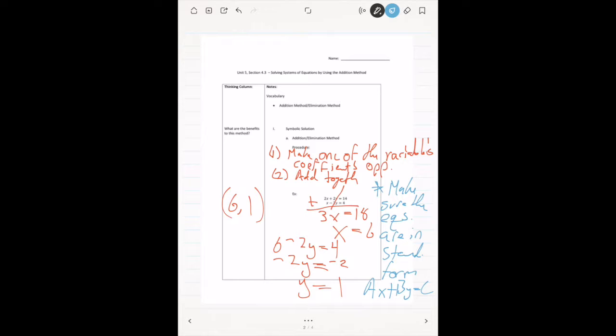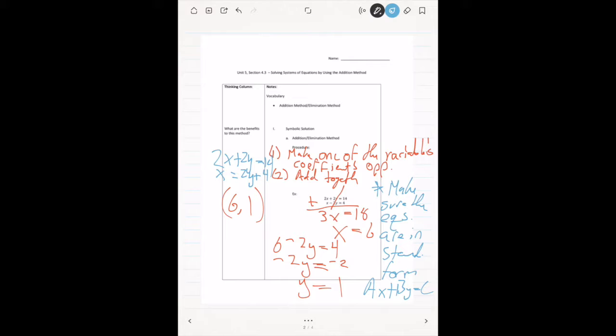Have all the x's on one side, have all the y's on the same side, have all the plain numbers on a side. So typically we want to make sure everything lines up. All the x's are lined up, all the y's are lined up, and so on. We don't want them to be all messed up. Let's say I had the equation 2x plus 2y equaling 14, and then the other equation was x equals 2y plus 4.